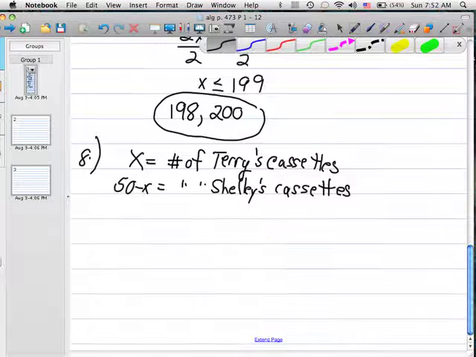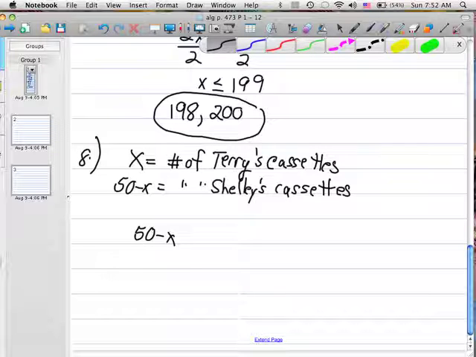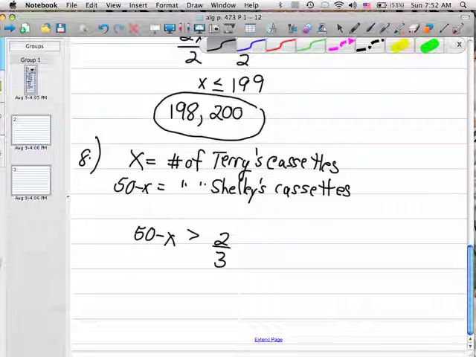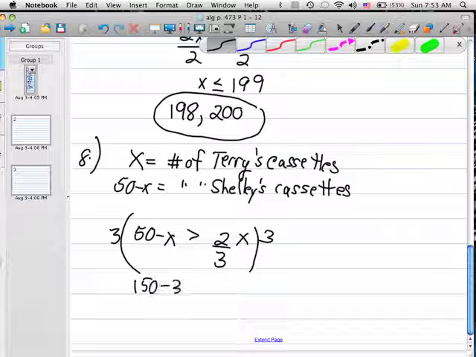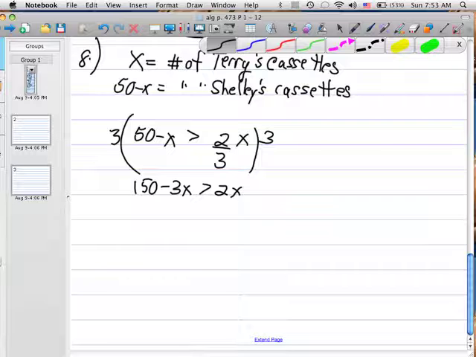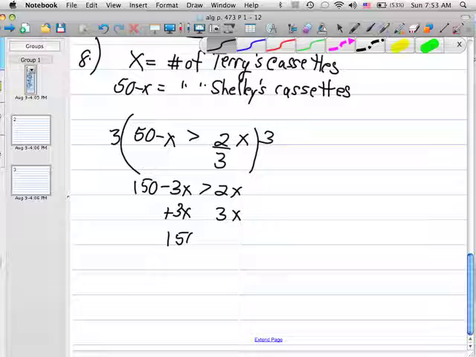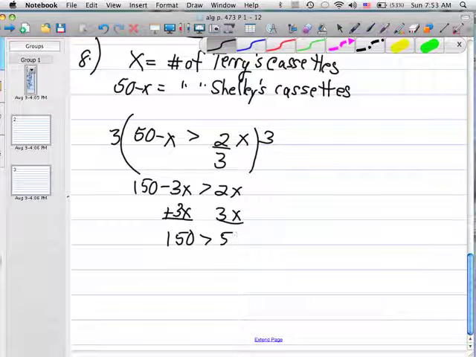Then it says if Shelley is 50 minus x, more than, that's greater than, 2/3 as many as Terry has, 2/3 x. So I'm going to multiply both sides by 3 to get rid of the fraction. So I have 150 minus 3x is greater than 2x. Adding 3x to both sides, I get 150 is greater than 5x.